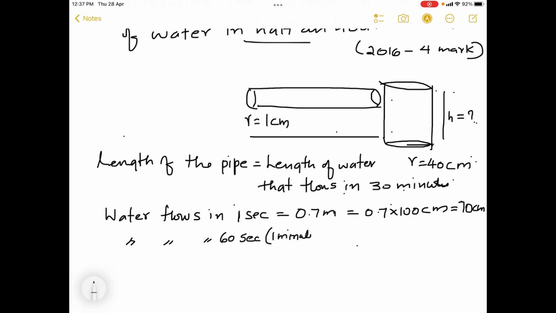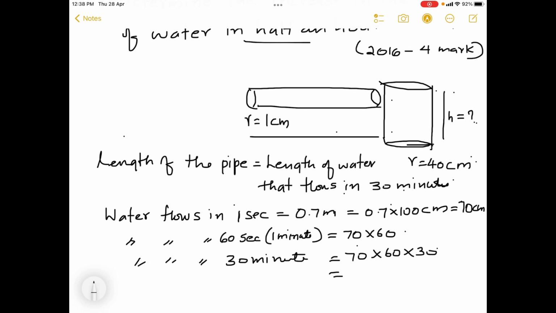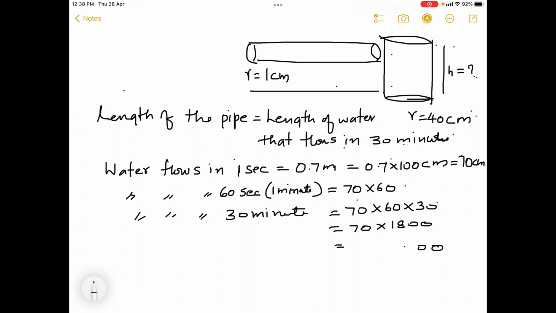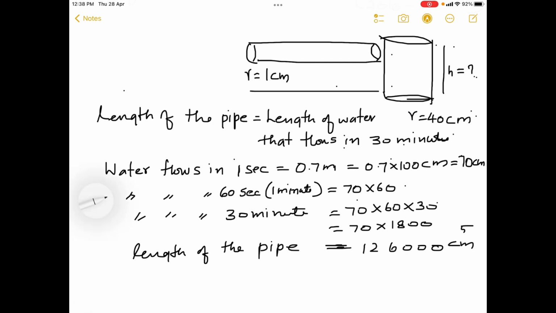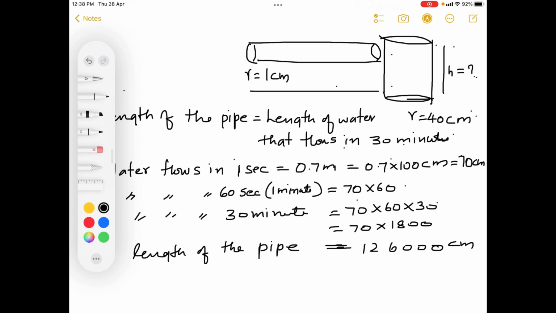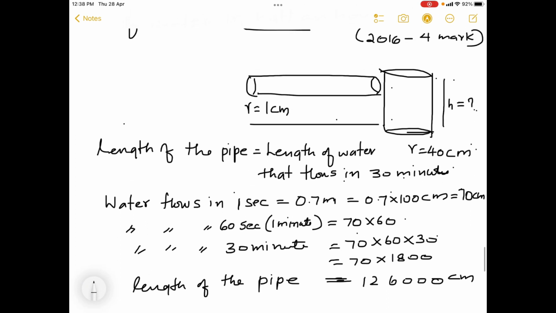Water flows in 60 seconds, that is 1 minute, is equal to 70 into 60. Water flows in 30 minutes is equal to 70 into 60 into 30. Length of the pipe is equal to 126000 centimeter. Okay.